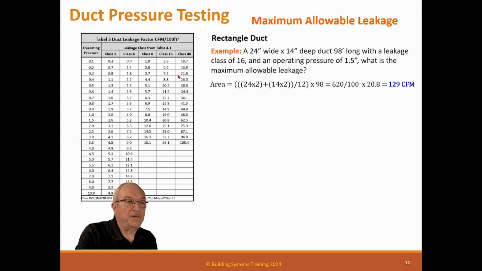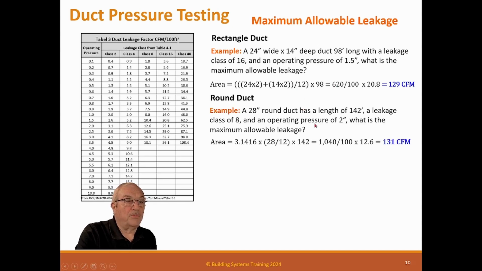This is per 100 feet, so we divide by 100 to get it to a factor, times 20.8, and it comes to 129 CFM. So for this test, our fan has to be able to do 129 CFM at 1.5 inch static pressure. Now, we could have probably tested a lot larger duct than this, but this is the way it works out.